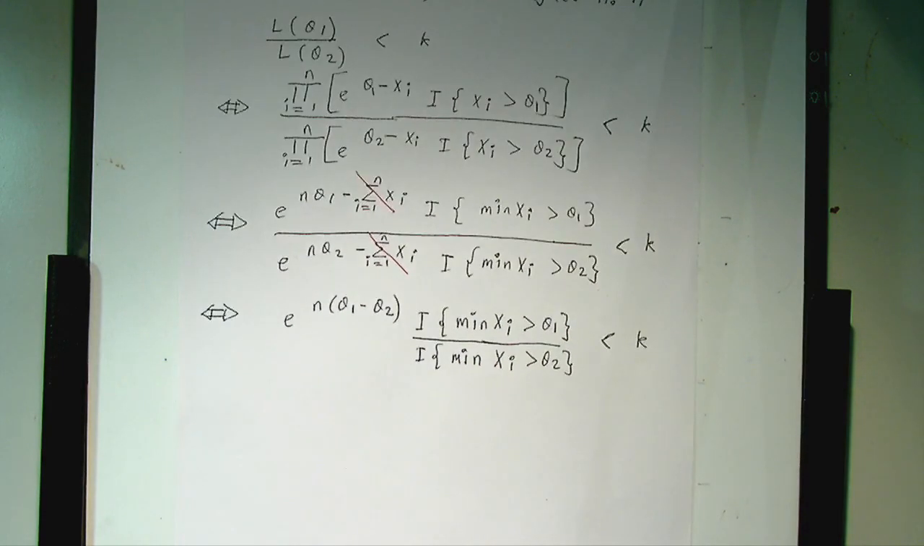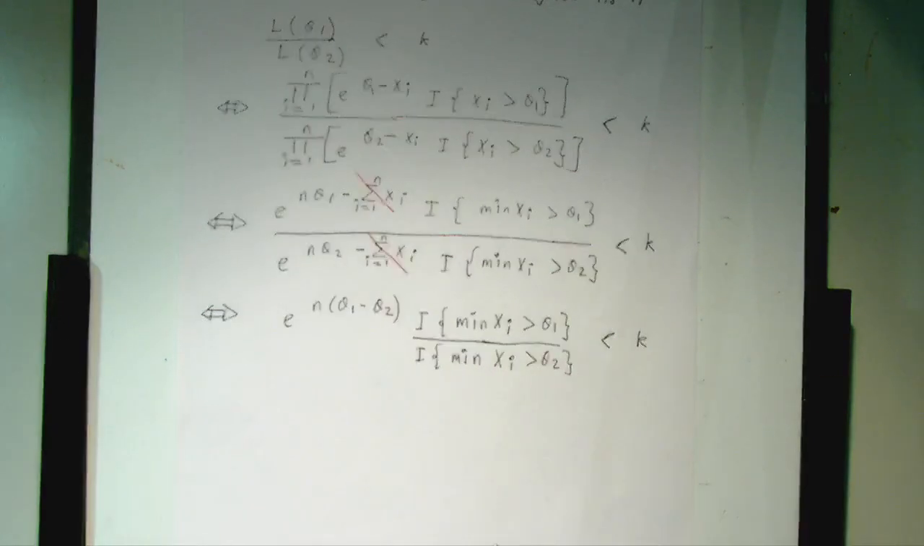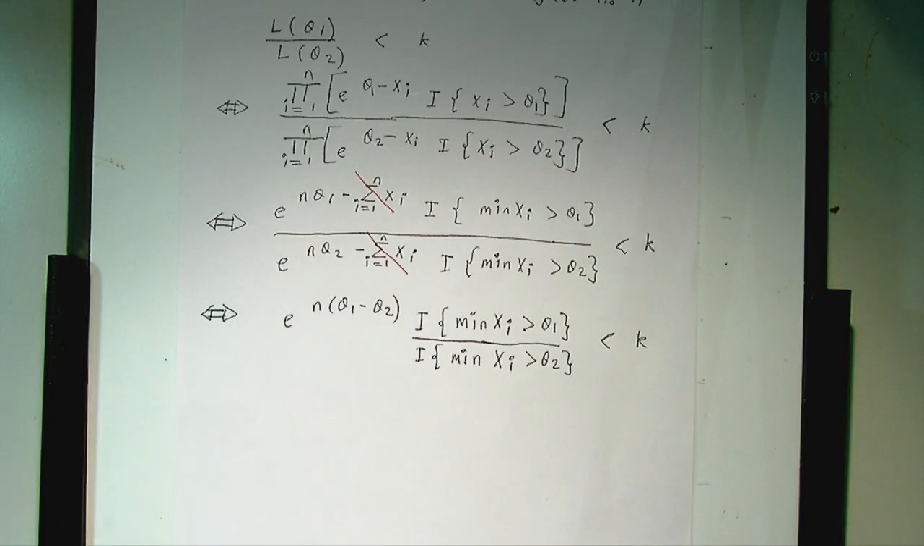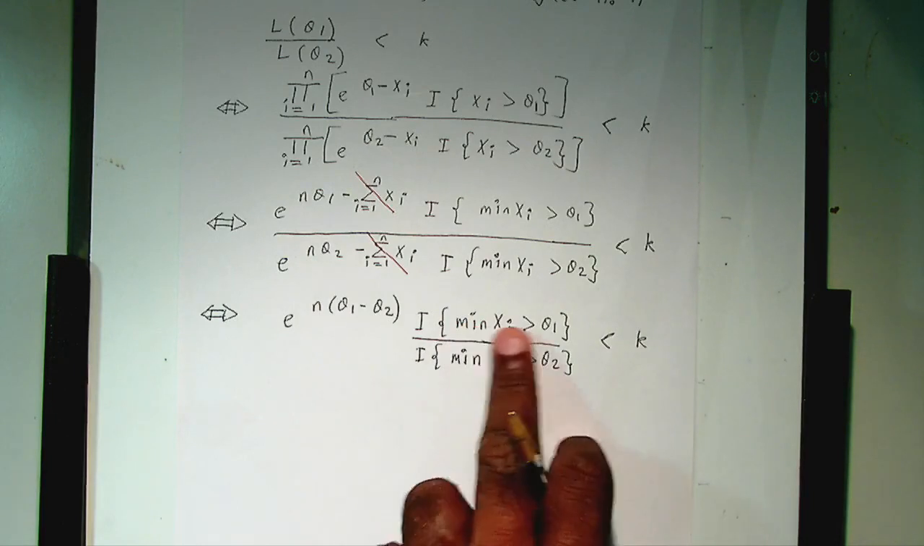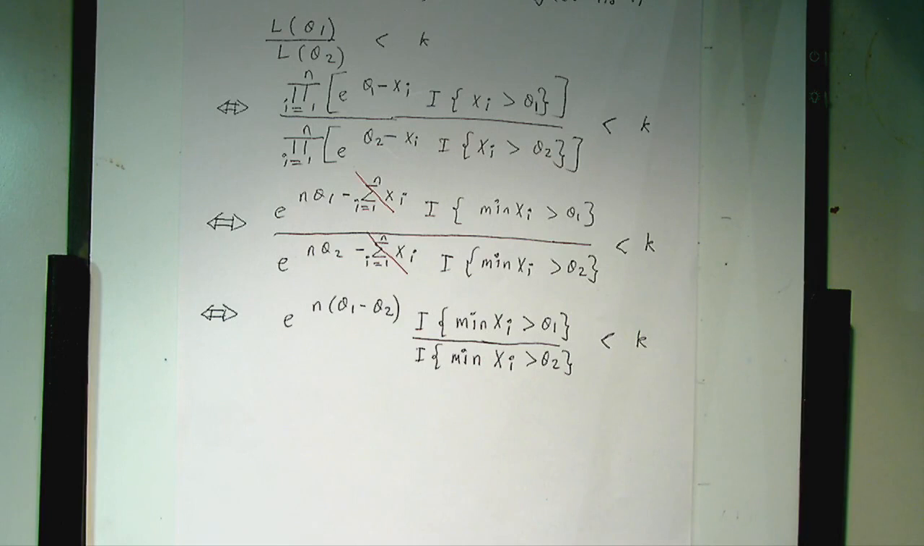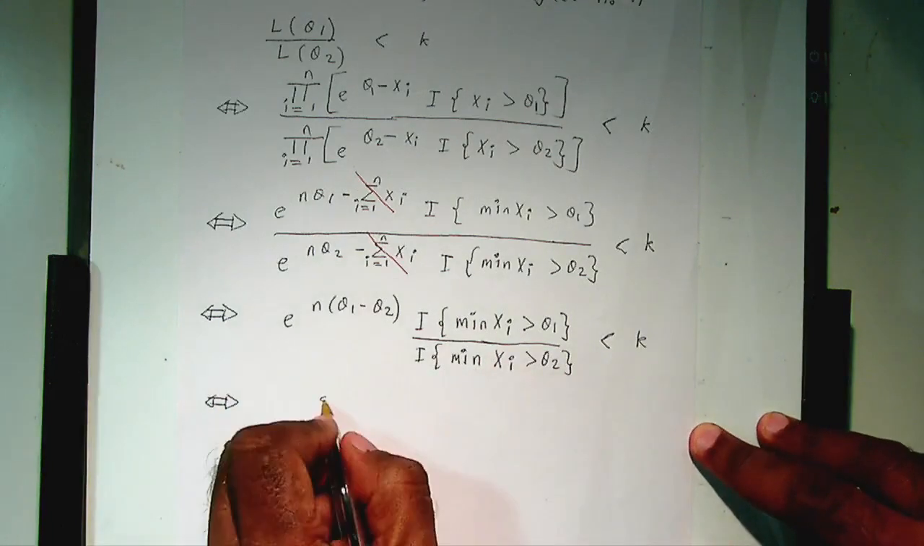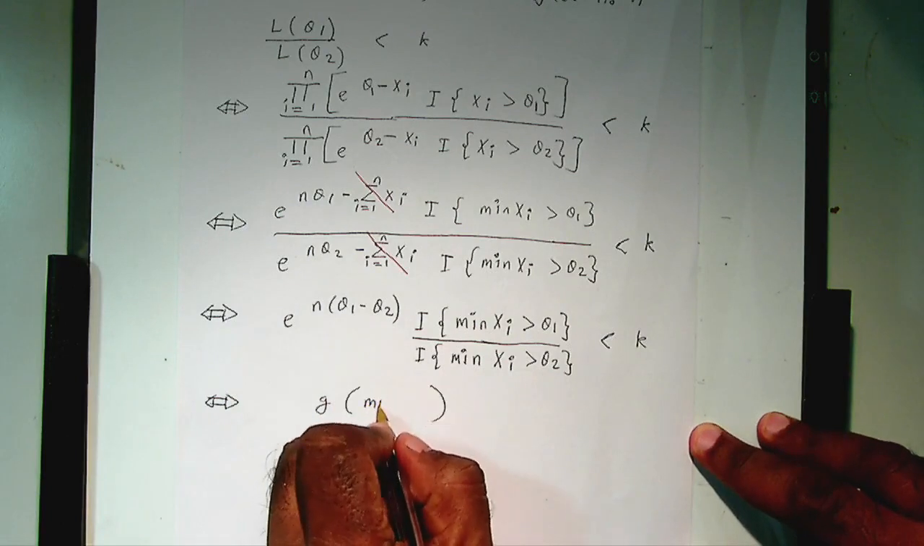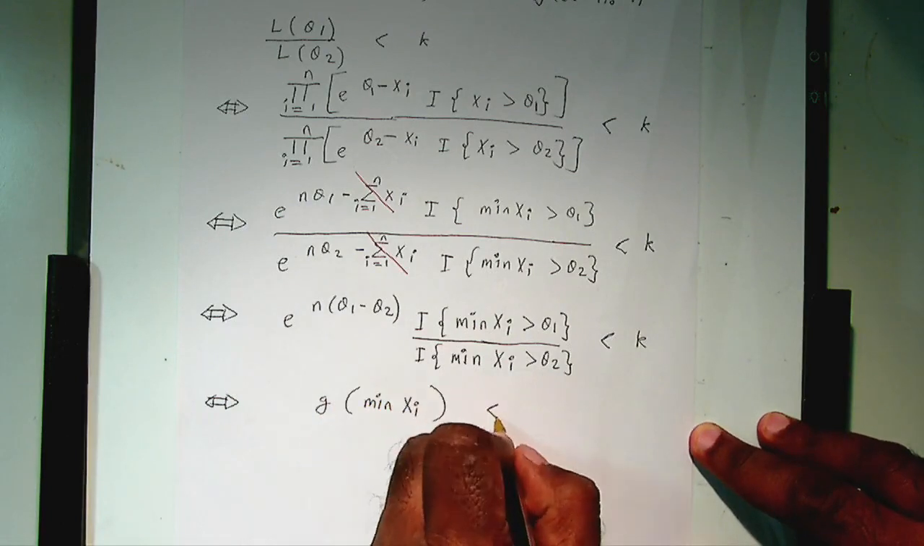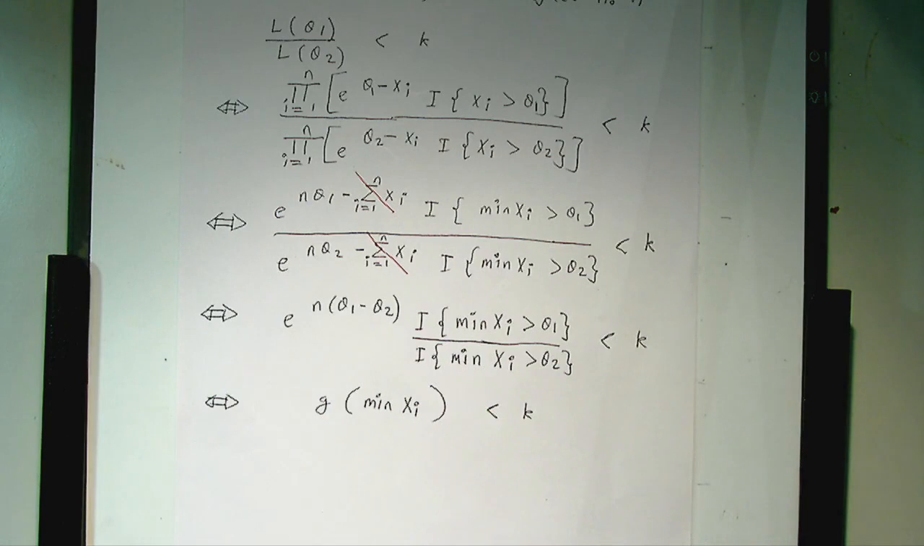Now, if you look at the left-hand side, the only term that depends on the data is the min of xi. So what you have in the left-hand side is a function of the minimum of xi. I call that function g. You can call it any other name, but I call it g.